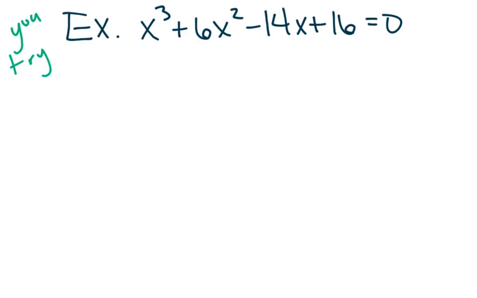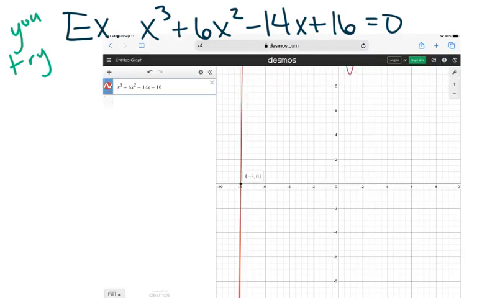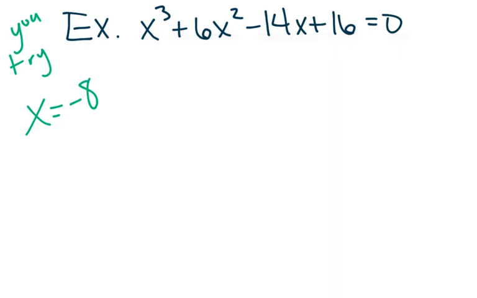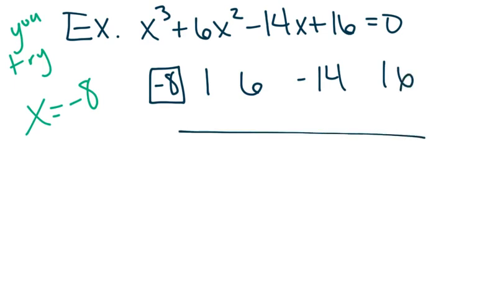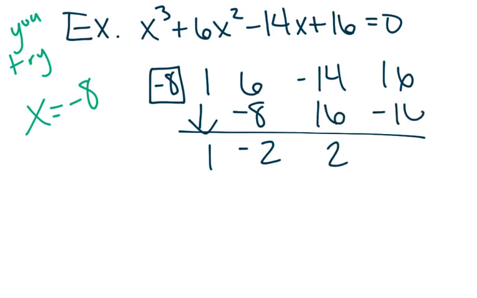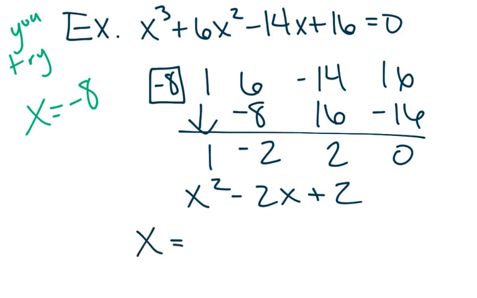Okay, first thing I'm going to do, graph and find zeros. So definitely it hits at negative 8, and this time there's only one zero, and that's perfectly fine. Now we're going to use that one zero to do synthetic division. 1, 6, negative 14, 16. I'm going to bring down the 1, multiply and add, multiply and add, multiply and add. So I'm left with x squared minus 2x plus 2, which is awesome because it's a quadratic, and I'm going to use the quadratic formula now.